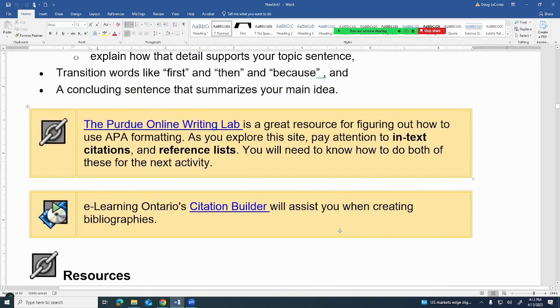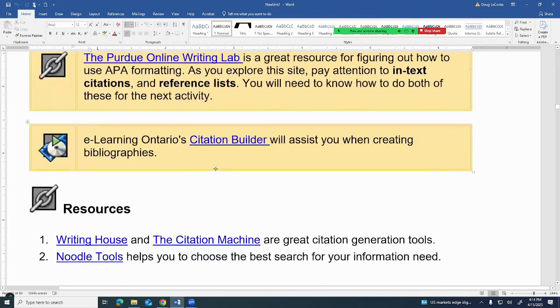The Purdue Online Writing Lab is mentioned here as a link. I don't think you'll be able to access it digitally. And then there's a citation builder, which you might be able to use. I can send you the link for that. I don't think you'll be able to access it unless you have the electronic version of this course.